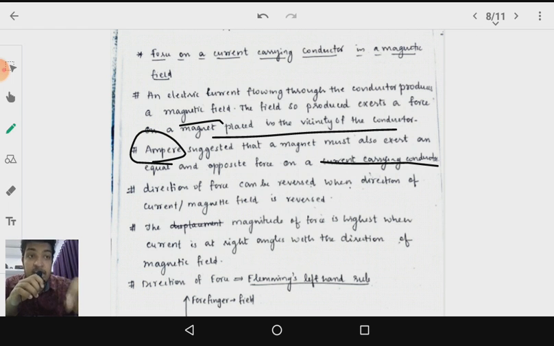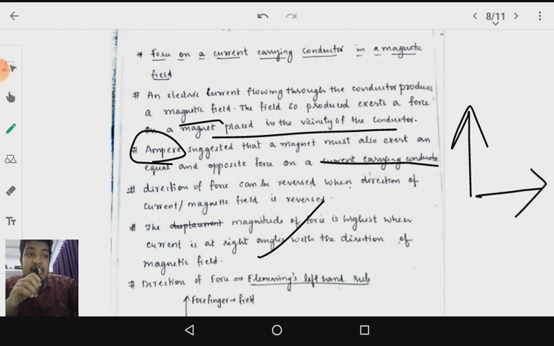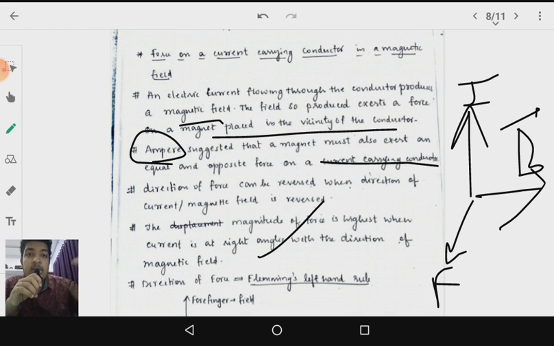And the magnitude of the force is highest when the current is at right angles to the direction of the magnetic field. That is another important point. If the direction of the magnetic field and current are perpendicular, then the force is maximum. That means if current is in this direction and the magnetic field is in this direction, then the force will be maximum. That will be perpendicular to both of these.